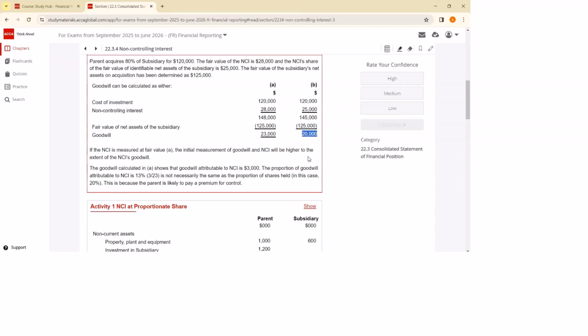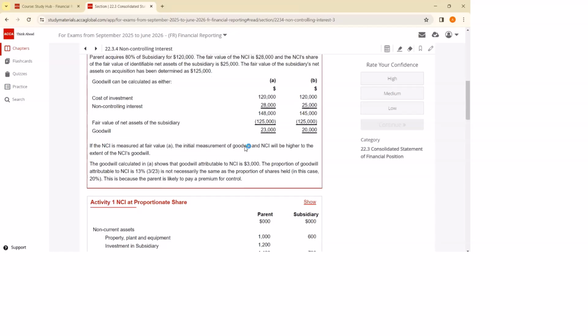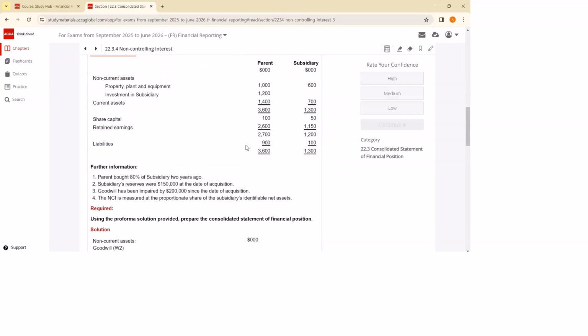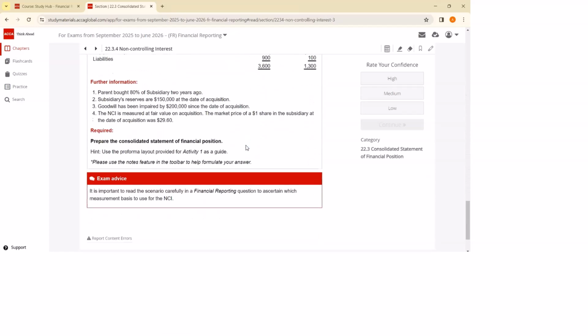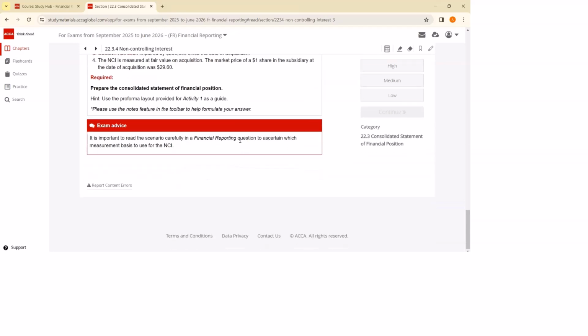So it is very important in your questions that you notice carefully which method for NCI calculation has been recommended. In most of the questions, it is the fair value method in the exam. However, the proportionate share method has also been tested in past exam papers. You can also solve some other activities which are available over here to apply all the learning that we have covered.